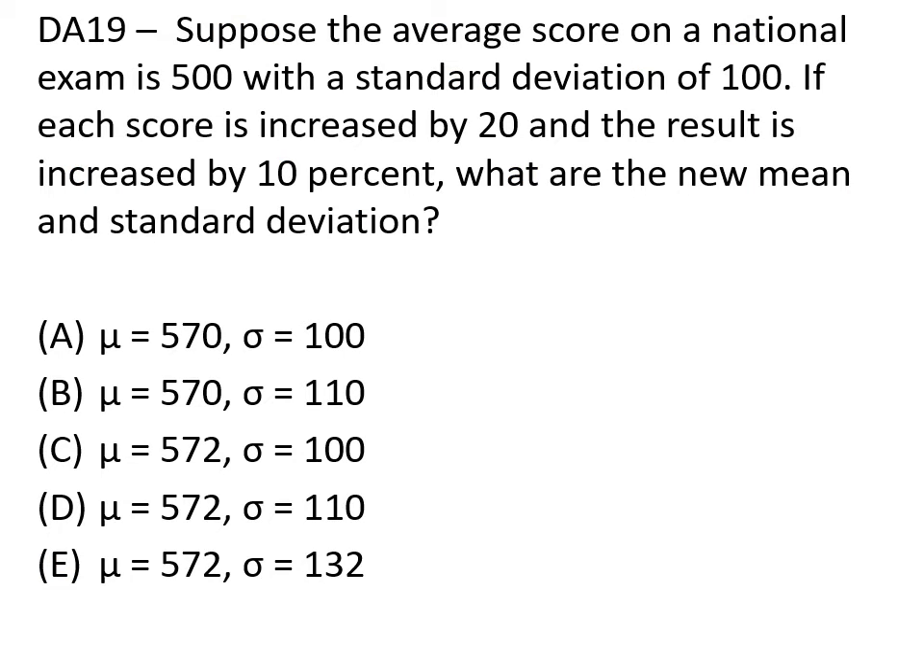All right, DA 19. Suppose the average score on a national exam is 500 with a standard deviation of 100. If each score is increased by 20 and the result is increased by 10%, what is the new mean and standard deviation? So this is how we dealt with random variables and how the mean and standard deviation increase. What things affect mean? What kinds of things affect standard deviation?